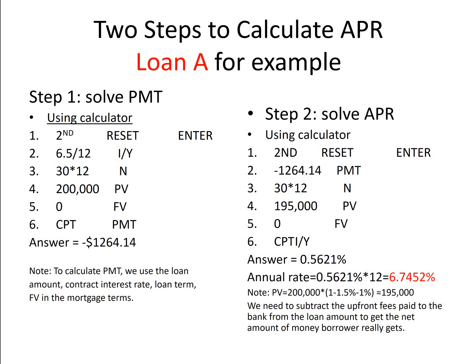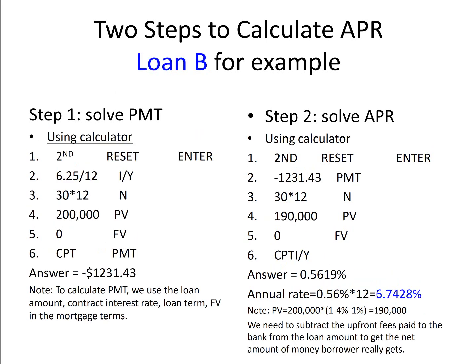With future value equal to 0, we can compute the interest rate. The interest rate is 0.5621% every month, times 12 gives us 6.7452% every year. That is the annual percentage rate of loan A, taking into consideration the upfront fees the borrower paid to the lender. Now we follow the same procedure to calculate the annual percentage rate for loan B.